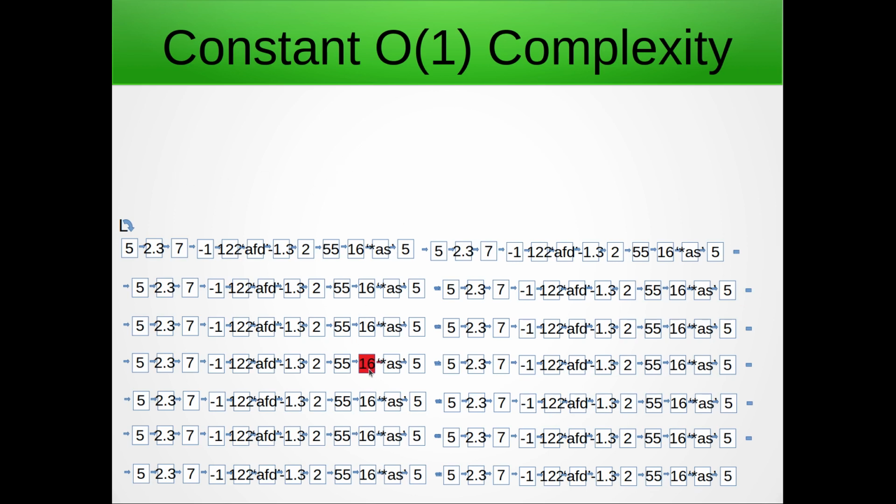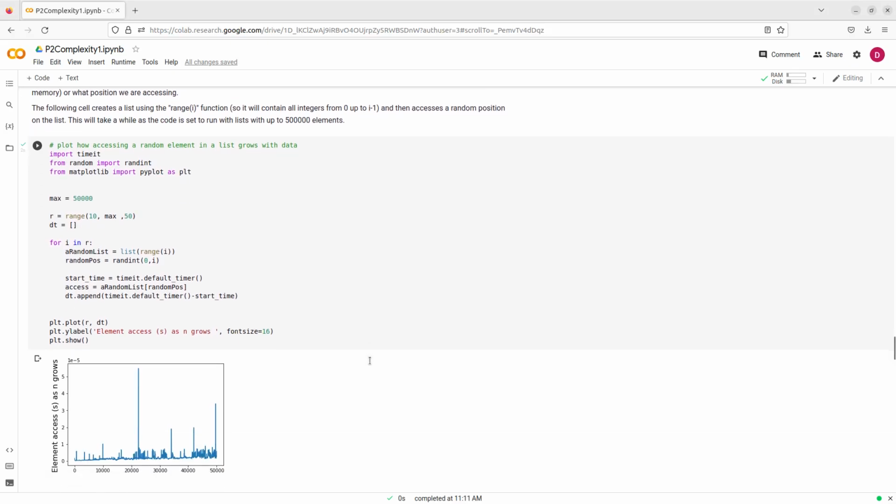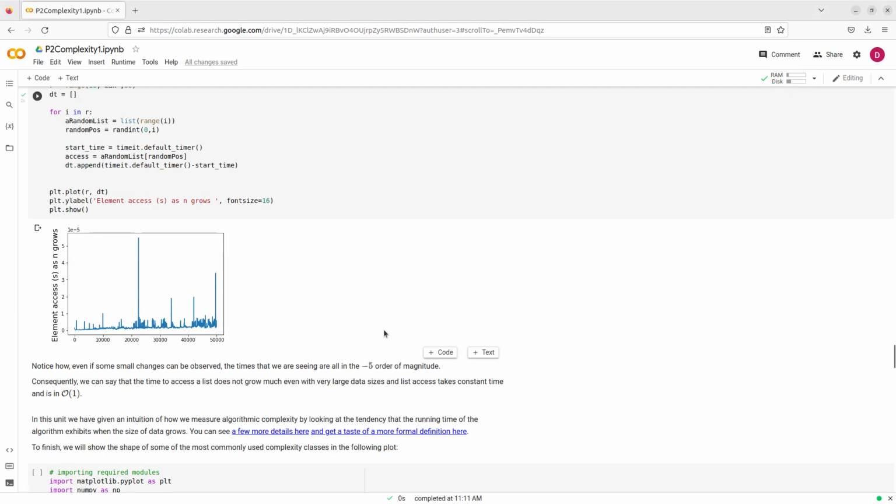Python only has to go and look at the proper memory. It doesn't have to traverse anything. It just goes there. Okay. Consequently, this algorithm behaves differently when the size of data grows. Okay, there are our well-beloved spikes, but they are very, very small.